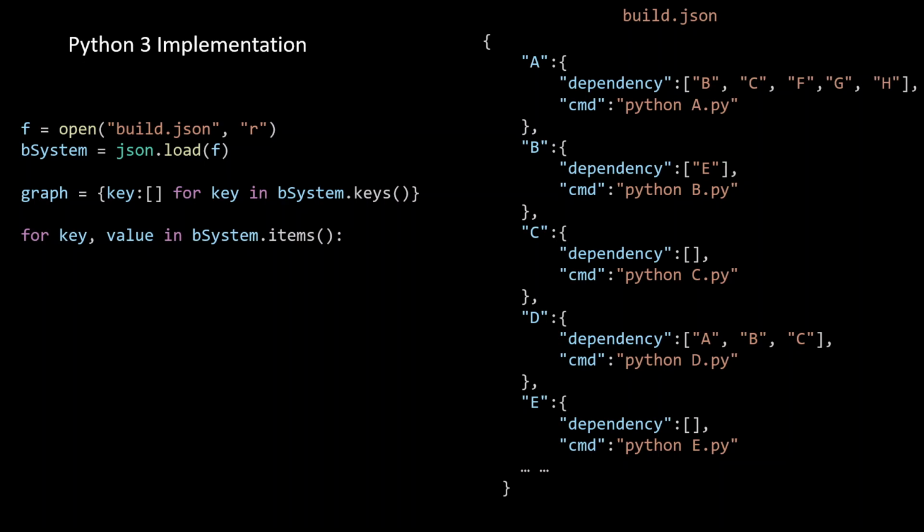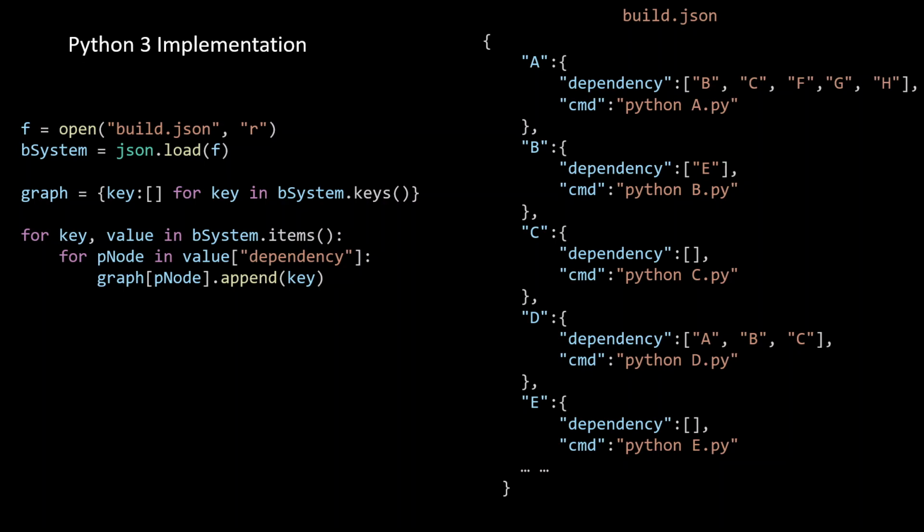Now we iterate over all the key value pairs for all the tasks in the build.json, and then for each node or each task we extract the dependency list, and then for each dependency we add the current task as their children. For example, for A we move to B as the first dependency, and then for B I add A as B's child.